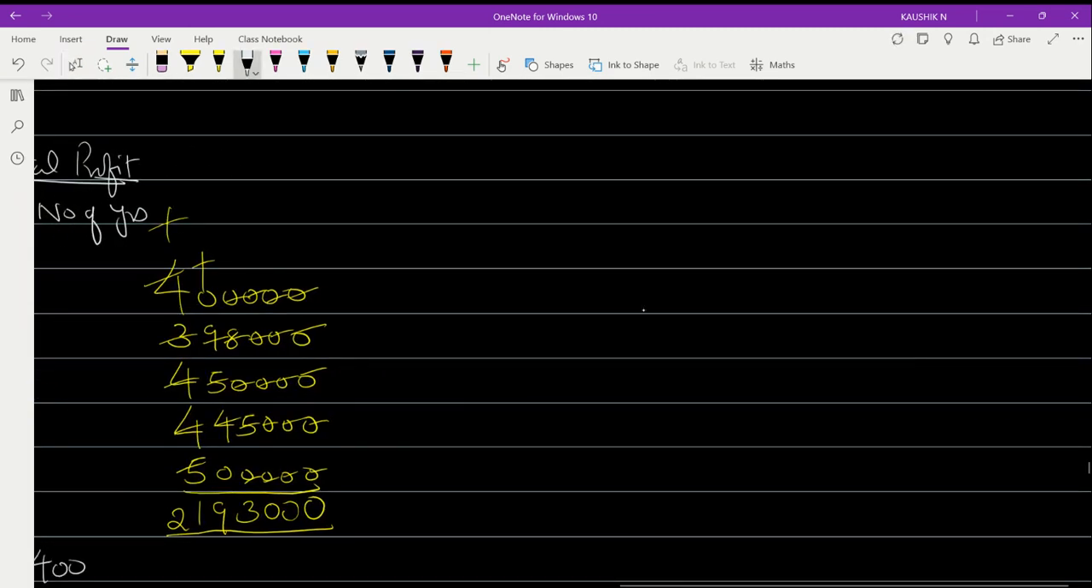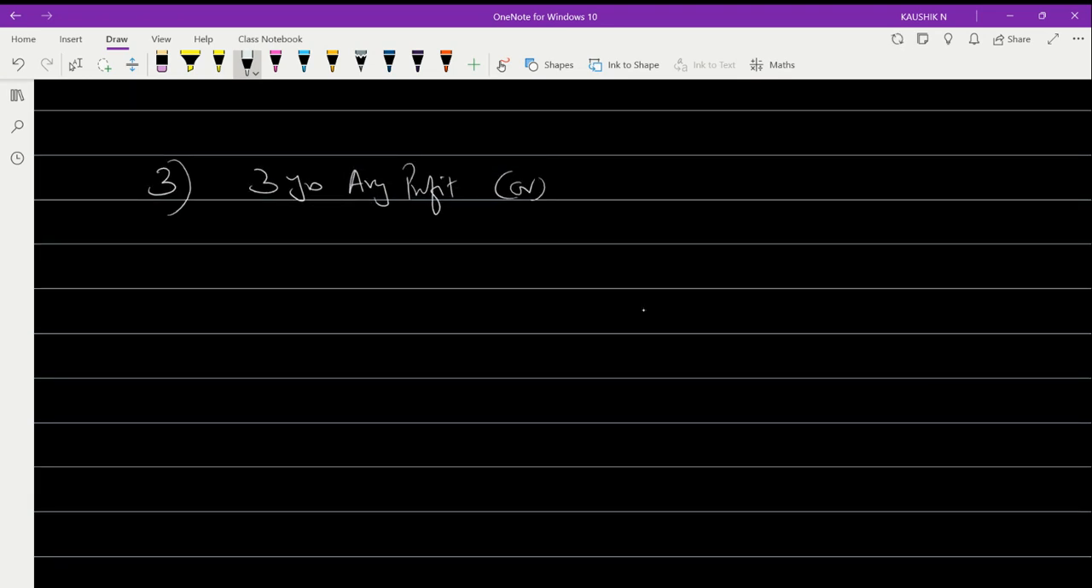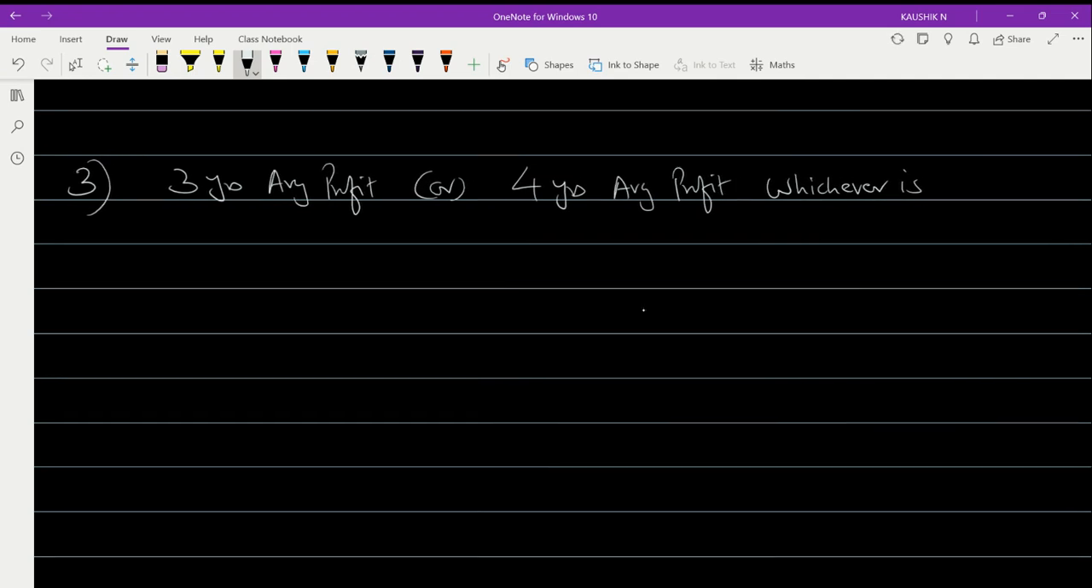Problem number 3 says 3 years average profit or 4 years average profit, 3 years or 4 years average profit, whichever is higher. Okay, whichever is higher.